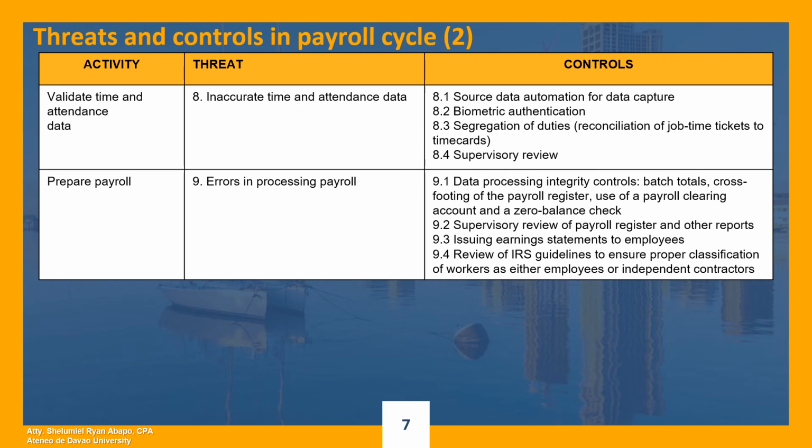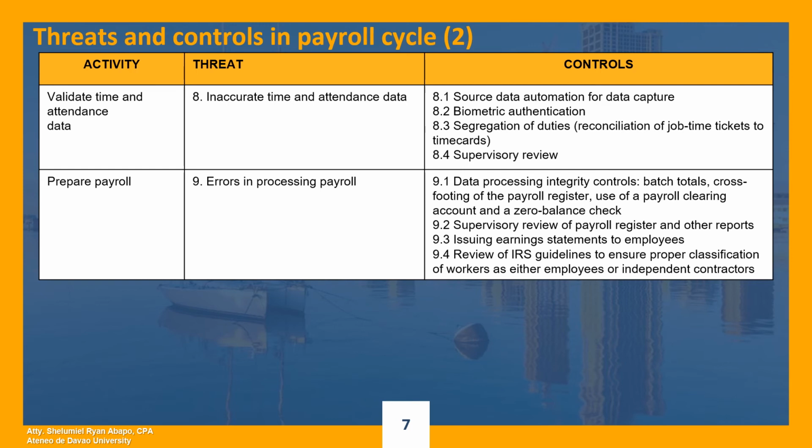The amount credited to the payroll clearing account should equal the amount that was previously debited when the net pay and various withholdings were recorded. This internal check is an example of a zero balance check because the payroll clearing account should equal zero once both entries have been posted.